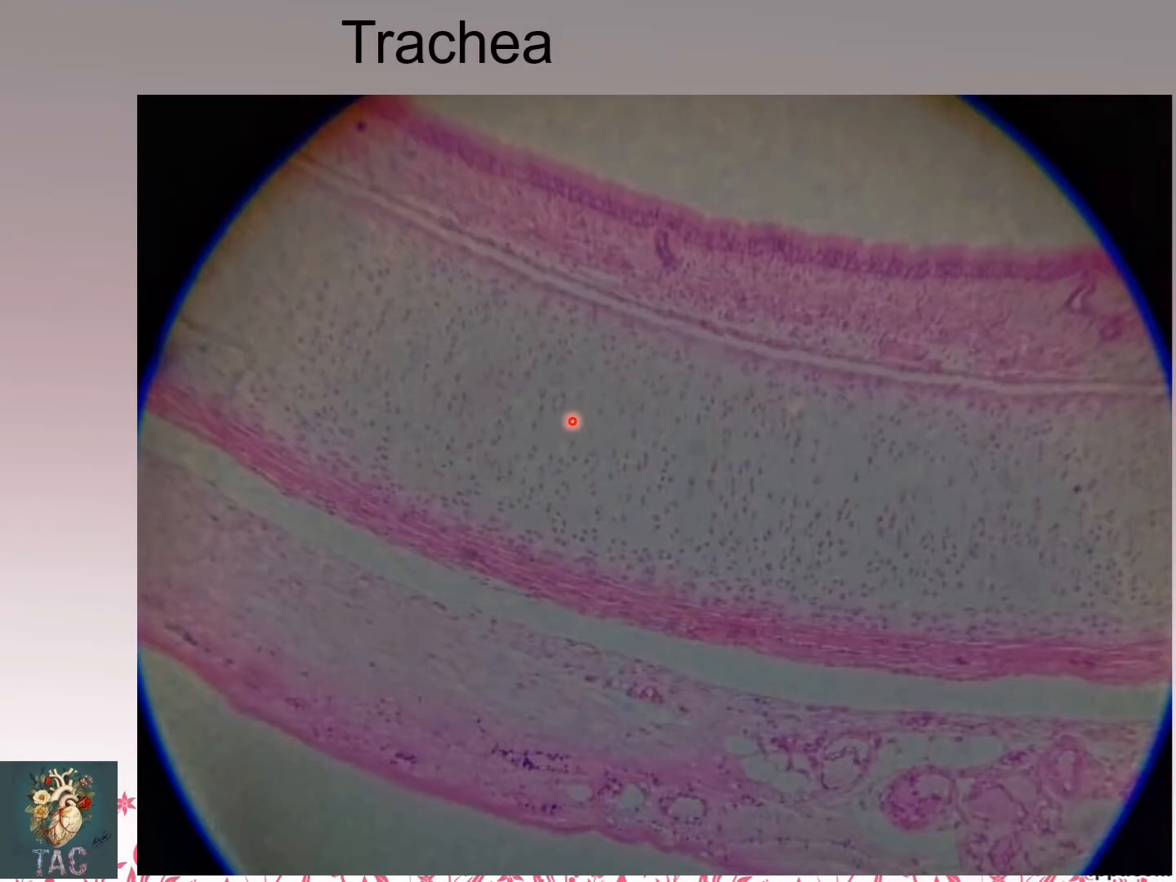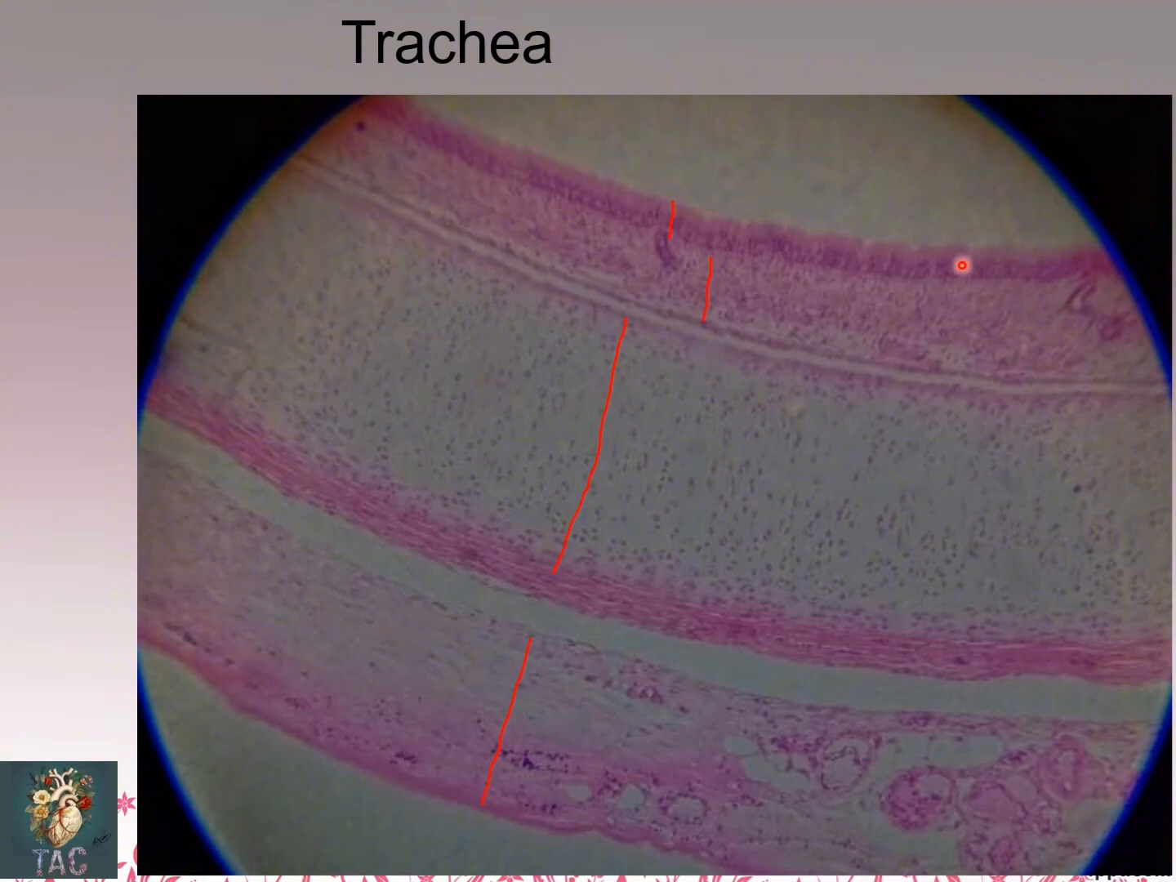Now look at this diagram again. This is a beautiful slide. First we will mark this area as the epithelium and the connective tissue. Then this area is the submucosa. Then this area is the cartilage, and this is the adventitia. So now look at this slide.